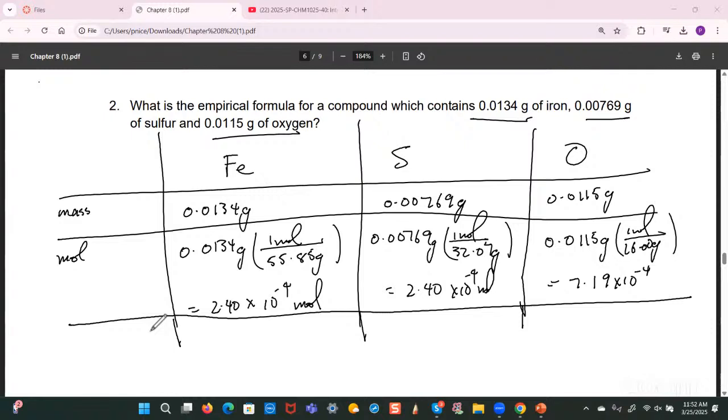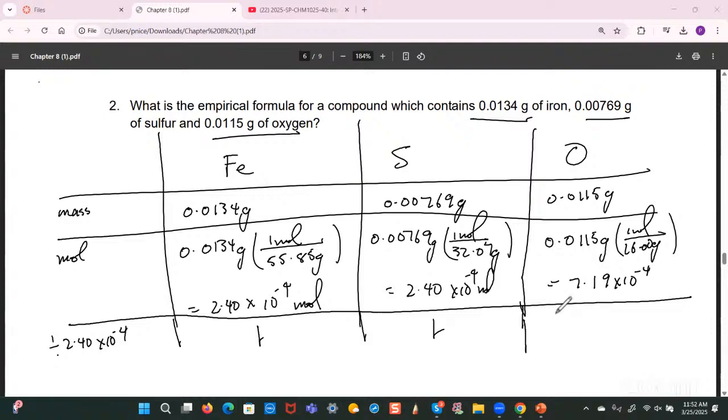So what's the next step? Now that we have the moles, the next step would be what? Exactly. So you divide right through by 2.40 times 10 to the minus 4. This will give you 1, and this will give you 1.